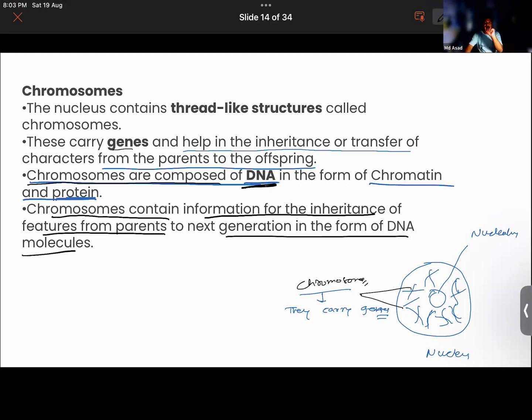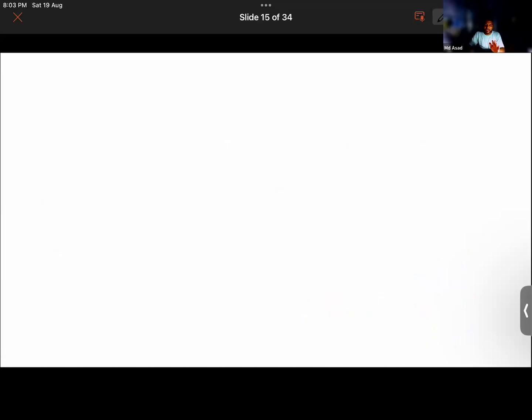Let's say this my hand is DNA. And the chromosome is made up of the DNA. Chromosomes are composed of the DNA. That is basically my hand. And if I were to take out sections out of my hand, let's make some sections in my hand. Each section will be called a gene here.